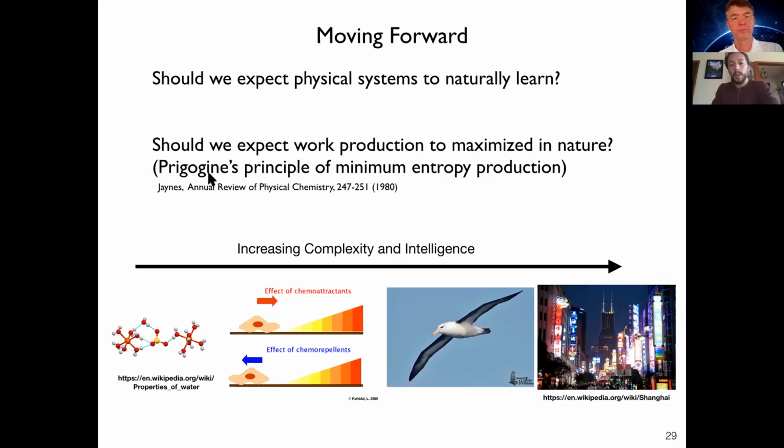So I would argue that there isn't yet a conclusive reason to believe either of these is true about the universe. But I would say that at least the result we have here indicates that if one is true, the other is true. We have an equivalence between maximizing work production and natural learning.